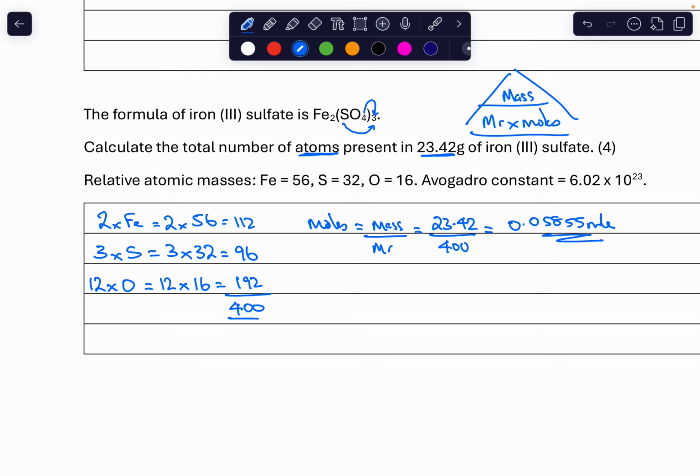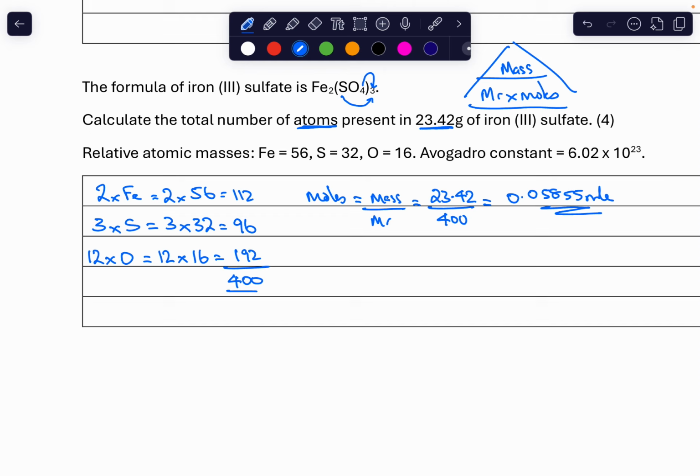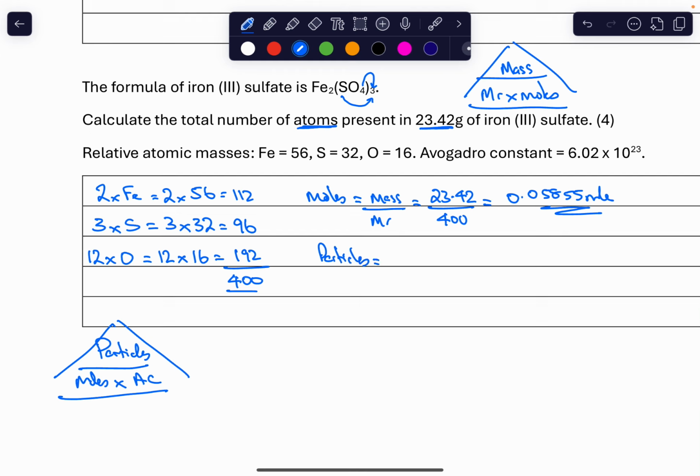So to do that, I'm just going to put another little equation here, which says that if you want to work out how many particles there are, what we do is the moles times by Avogadro's constant. So moles times AC. So particles is going to be the moles times by AC. The moles is this 0.05855, and then Avogadro's constant, we're told, is here, 6.02 times 10 to the power of 23.